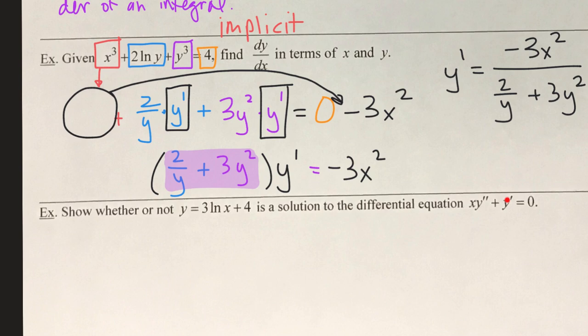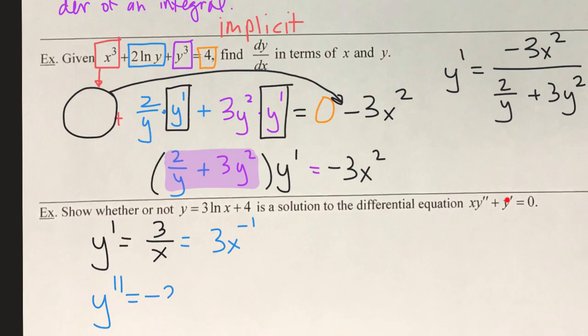Okay, let's see what we got. Okay, so we're going to take our derivatives. Hopefully we're picking up on this right. So y prime is 3 over x. And y double prime, okay, I'm going to change this to be 3 times x to the minus 1, minus 3x to the minus 2, which is negative 3 over x squared.